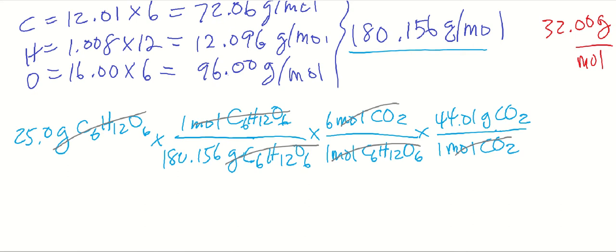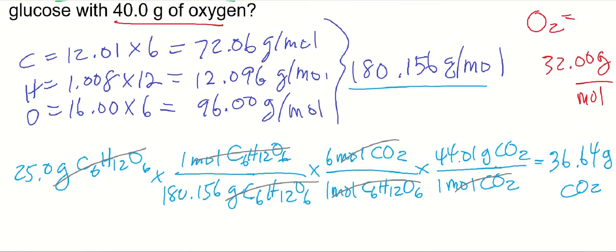Oh, boom, let's punch these numbers in. 25 divided by 180.156 times 6 times 44.01. 36.64 grams of carbon dioxide. I'm just going to leave that there for now. Not our final answer yet.